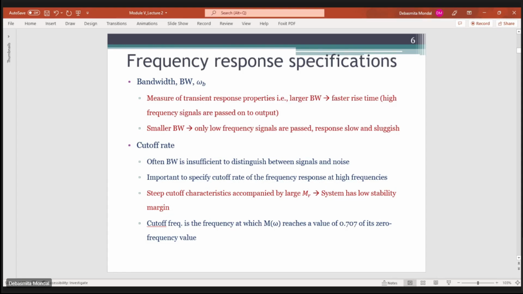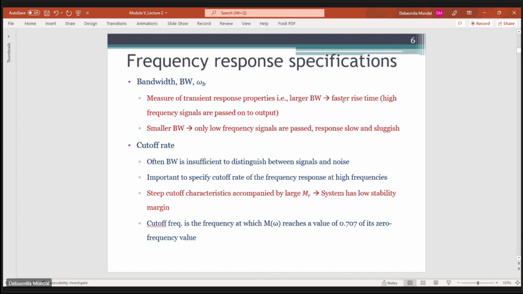Okay, so this bandwidth, as we have already said, is basically defined in order to cancel out or reduce the effects of the noise signals which are present in your system. Sometimes, only having the information about bandwidth is not sufficient to distinguish between your actual wanted desired signal and the unwanted noise signals. So in that case, we have to specify another thing which is known as the cutoff rate of the frequency response at high frequencies.